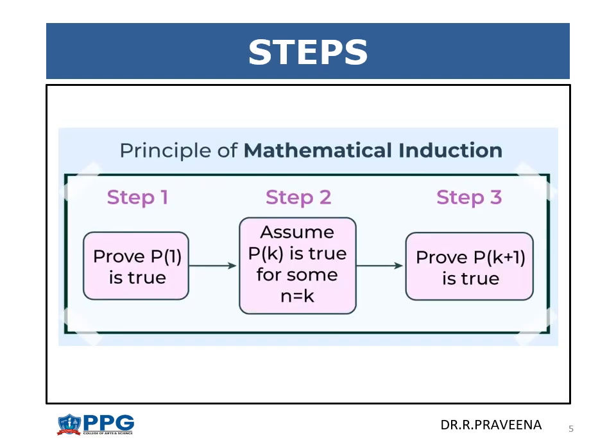There are three induction steps. The first step, known as the basis step: we prove that the statement holds true for a specific starting point n equal to 1, that is P of 1 is true. Step 2: we assume P of k is true for an arbitrary value n equal to k. Step 3: we prove that if true for k, it must also hold for k plus 1. So, we have to prove P of k plus 1 is true.